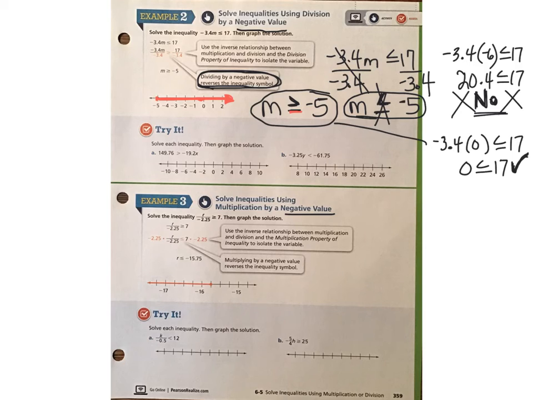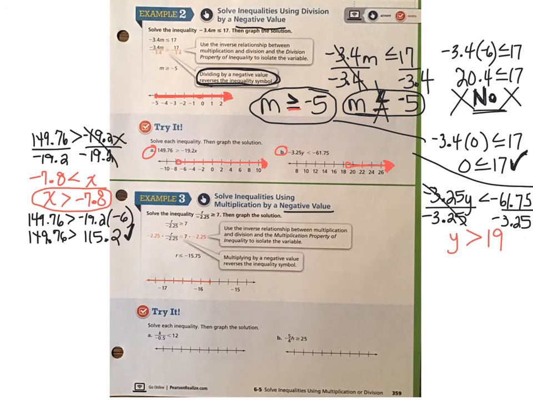So now I'd like for you to complete the 2 try it questions, A and B, that go with example 2. When you're done, come back and check your solution and your graph to make sure that you shade it in the correct direction. All right, go ahead and take a look at the solutions to both parts A and B of the try it that goes with example 2.